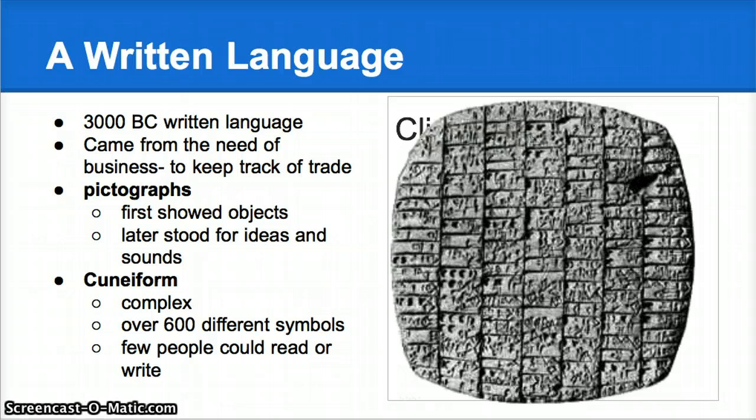These pictures were replaced by cuneiform, which is this type of writing. And it's wedge-shaped symbolic writing. And it's very complex. It has over 6,000 different symbols, and few people could read or write with it.